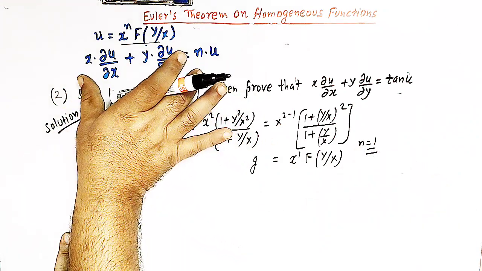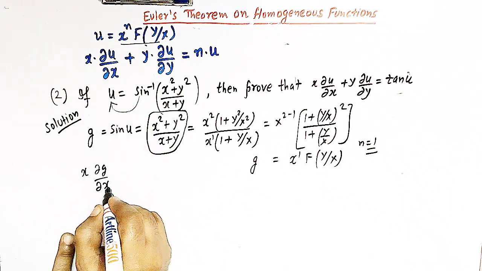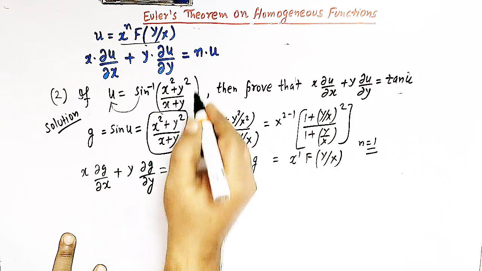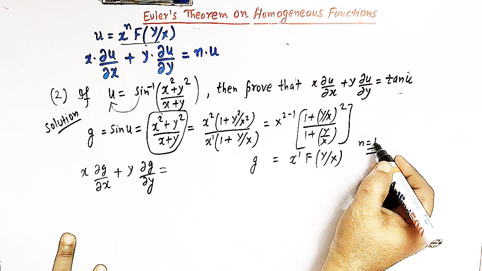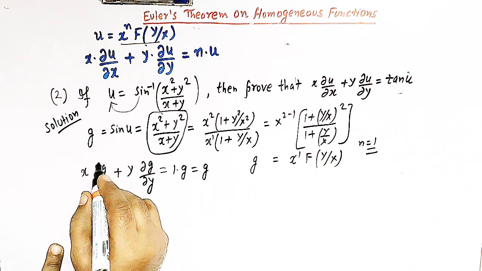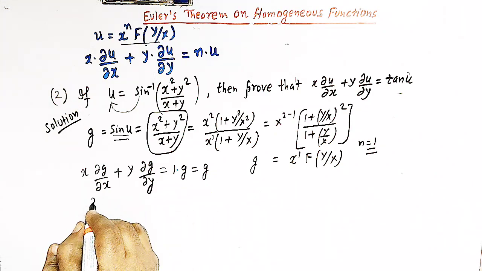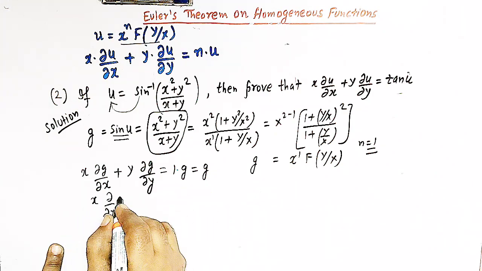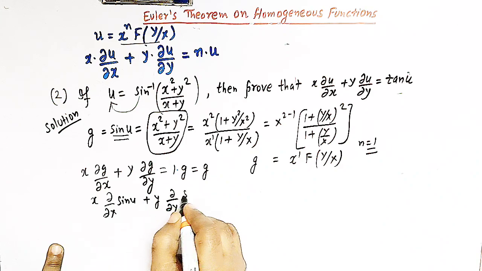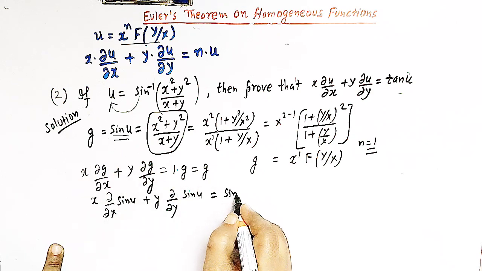So by Euler's theorem, we can now write x times del g over del x plus y times del g over del y is equal to n times g. So n is 1, so we have 1 times g, that is equal to simply g. So let us substitute g equal to sine u in this equation. So we have x del over del x of sine u, then y times del over del y of sine u, and for g we can write sine u.